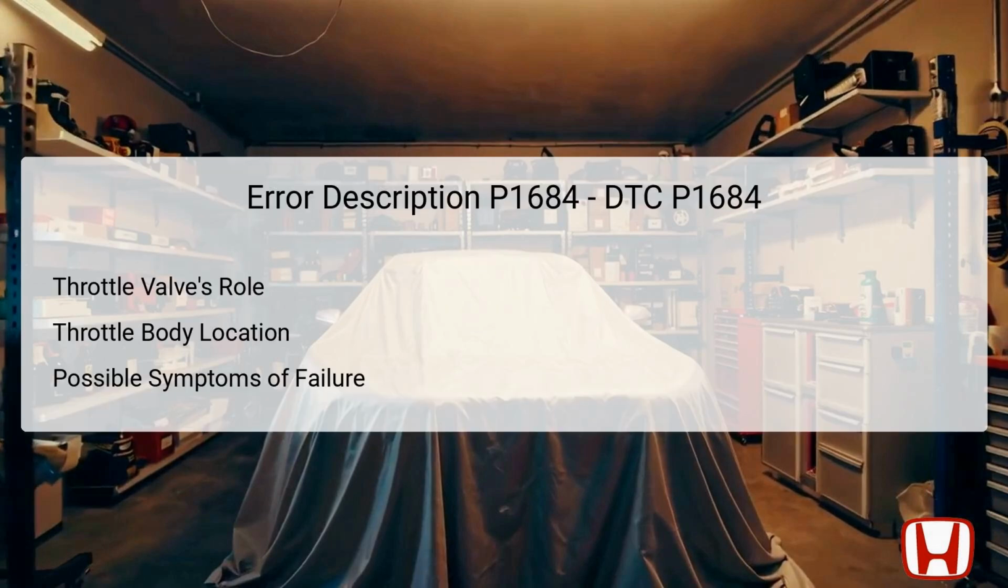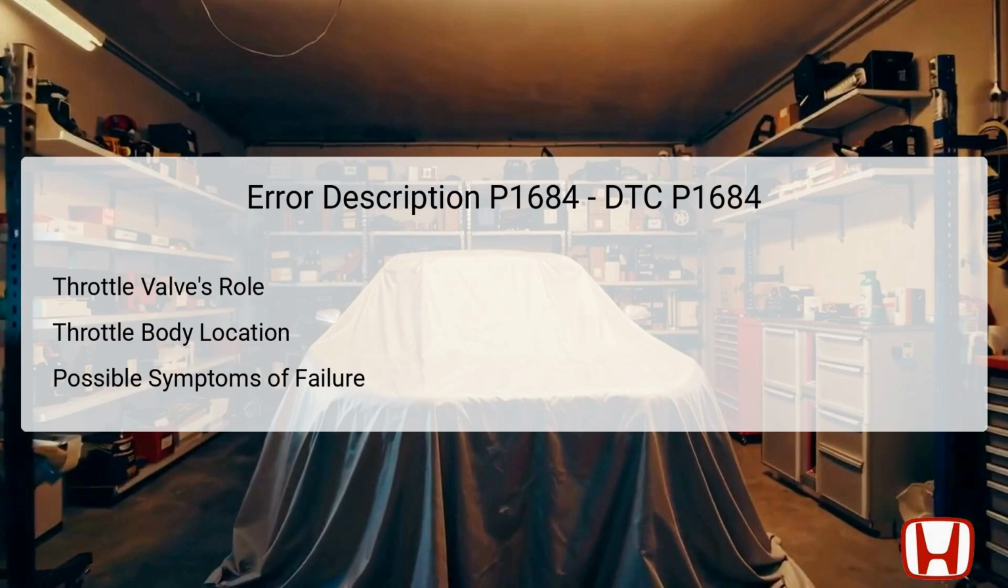In the Honda Accord, the throttle valve is a vital component that regulates the amount of air entering the engine. It is located within the throttle body, situated between the air cleaner and the intake manifold. When the driver presses the accelerator pedal, the throttle valve opens to allow more air into the engine, which is combined with fuel for combustion.